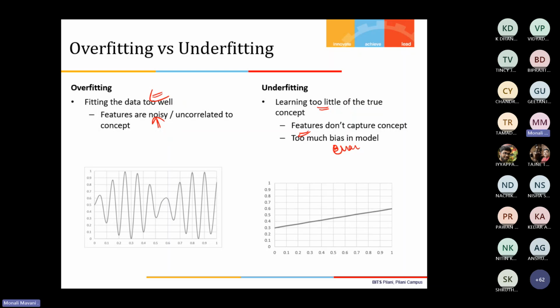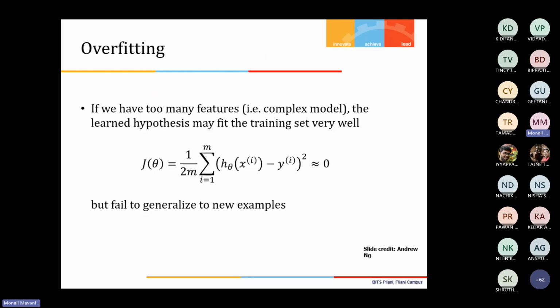Underfitting is easy to handle. If error is high, either you can change the model or you increase the number of features. But detecting overfitting is difficult and handling overfitting is difficult. So we have a special technique of handling overfitting. Overfitting happens when we have a very complex model.